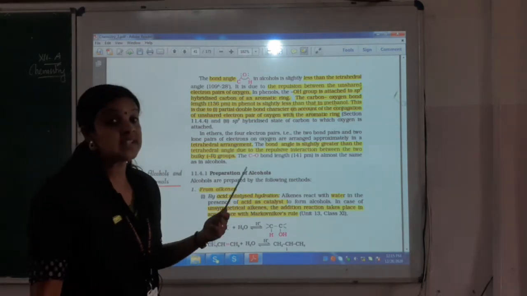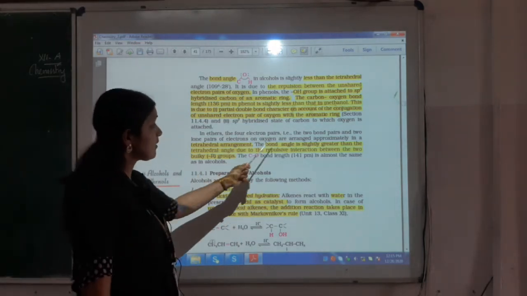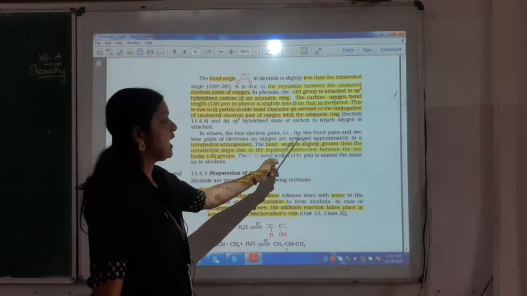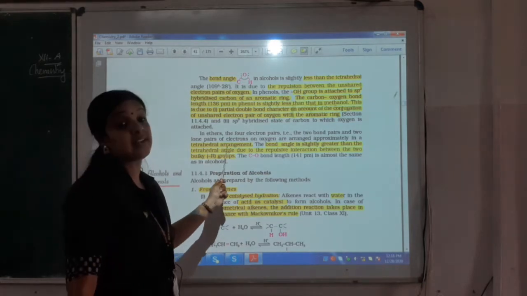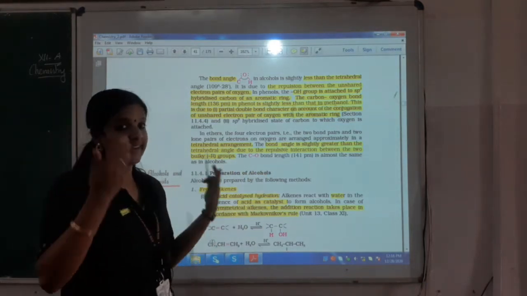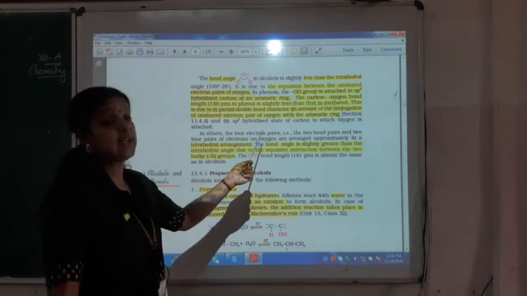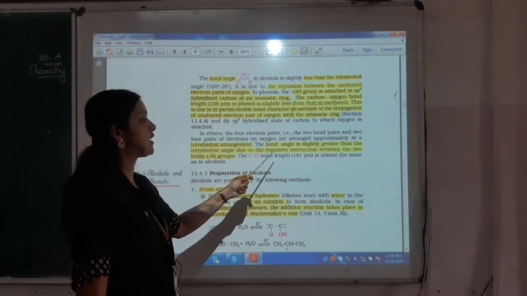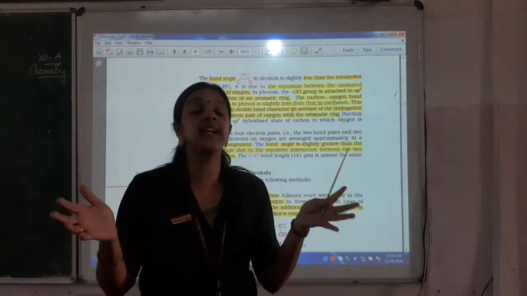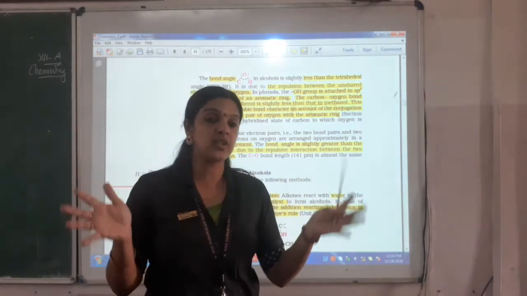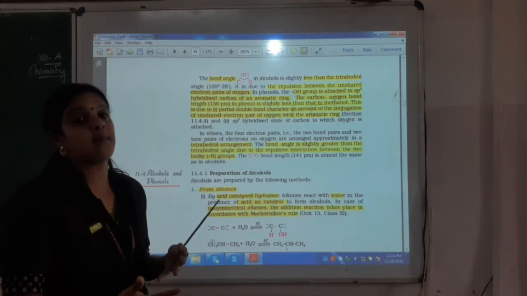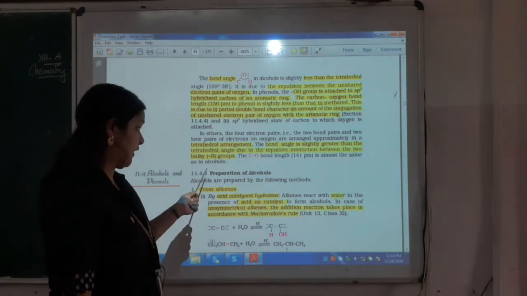But what happens in case of ethers? The two bond pairs and the two lone pairs of electrons on oxygen are arranged approximately in a tetrahedral arrangement. So the bond angle is actually greater when compared to that of alcohol and phenol due to the repulsive interaction between the alkyl groups. You have both the side bulky groups which actually repel. Because of that, the bond angle is bigger when compared to that of alcohol and phenol.